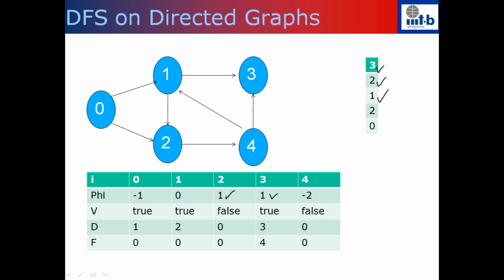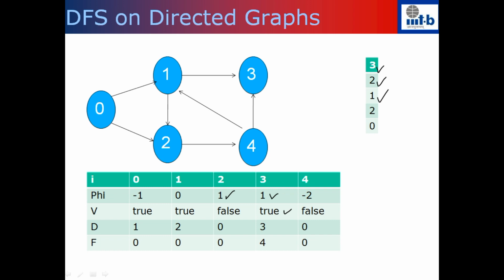Now what is there on the top of the stack is 3. So I pop that out. When I pop this out, I'll set this as true. I'll look at all the adjacent vertices of 3. There is no adjacent vertex of 3. So we do nothing. So we have visited everything that is reachable from 3.